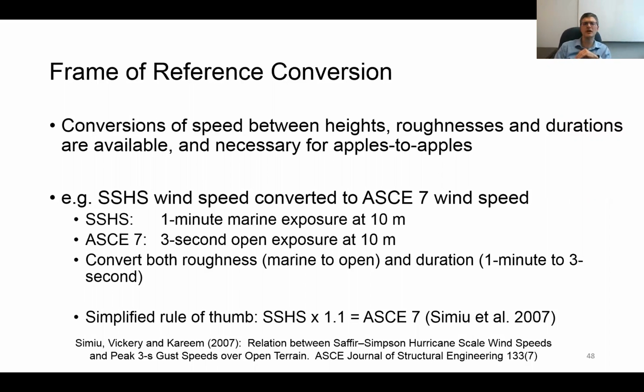Well, I already told you the conversion for the Saffir-Simpson hurricane scale versus ASCE 7. It might make more sense now. The 1 minute sustained marine exposure at 10 minutes is the reference for Saffir-Simpson. A 3-second open exposure over land at 10 meters is for ASCE 7. So the conversion in this case includes both a roughness conversion from marine to open and a duration conversion from 1 minute to 3 second. And skipping the pages of derivation, that's where the 1.1 factor comes up to convert back and forth.